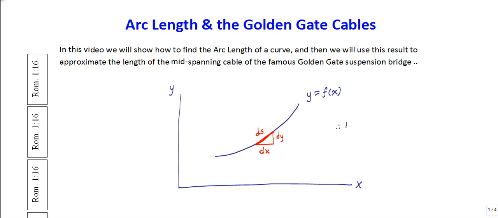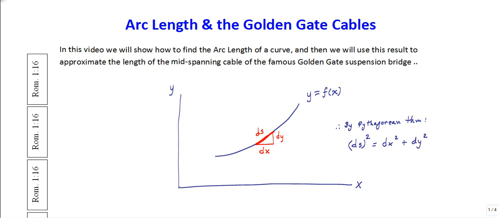So therefore, by Pythagorean, I would be able to say that ds squared is equal to, of course, the sum of the squares of the other two legs of this right triangle. So we can say dx squared plus dy squared.